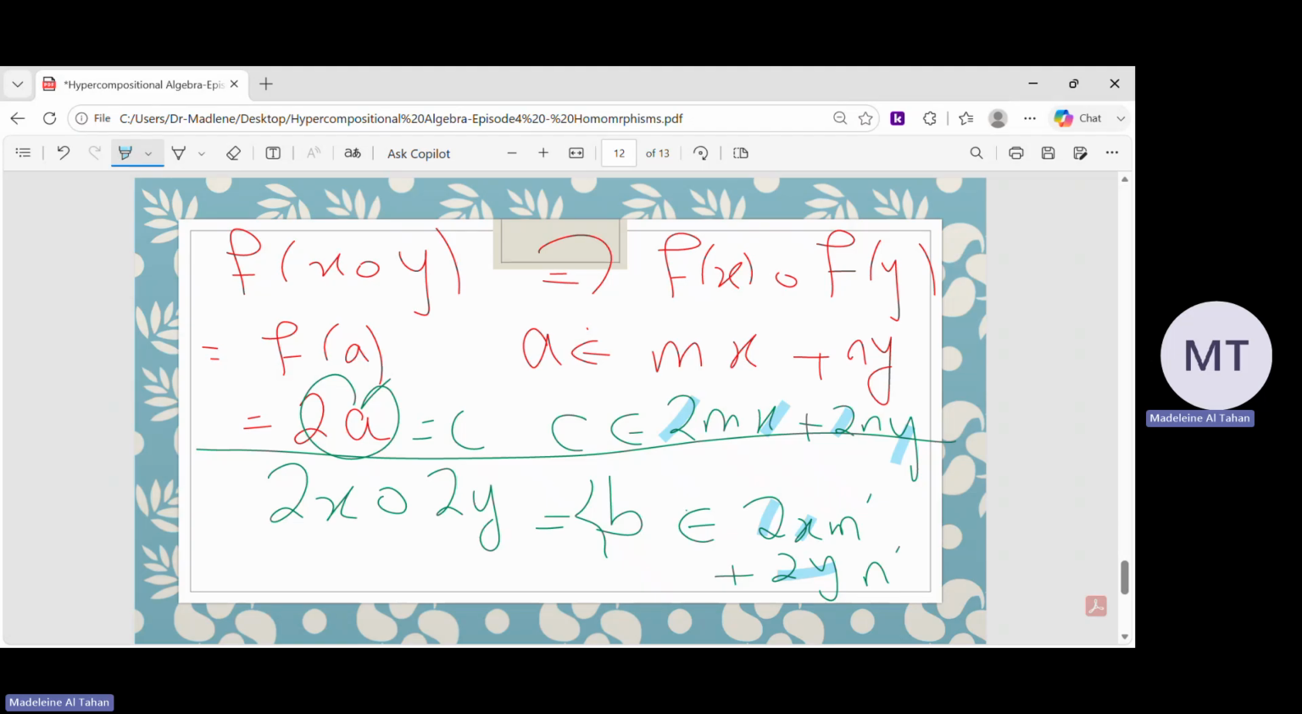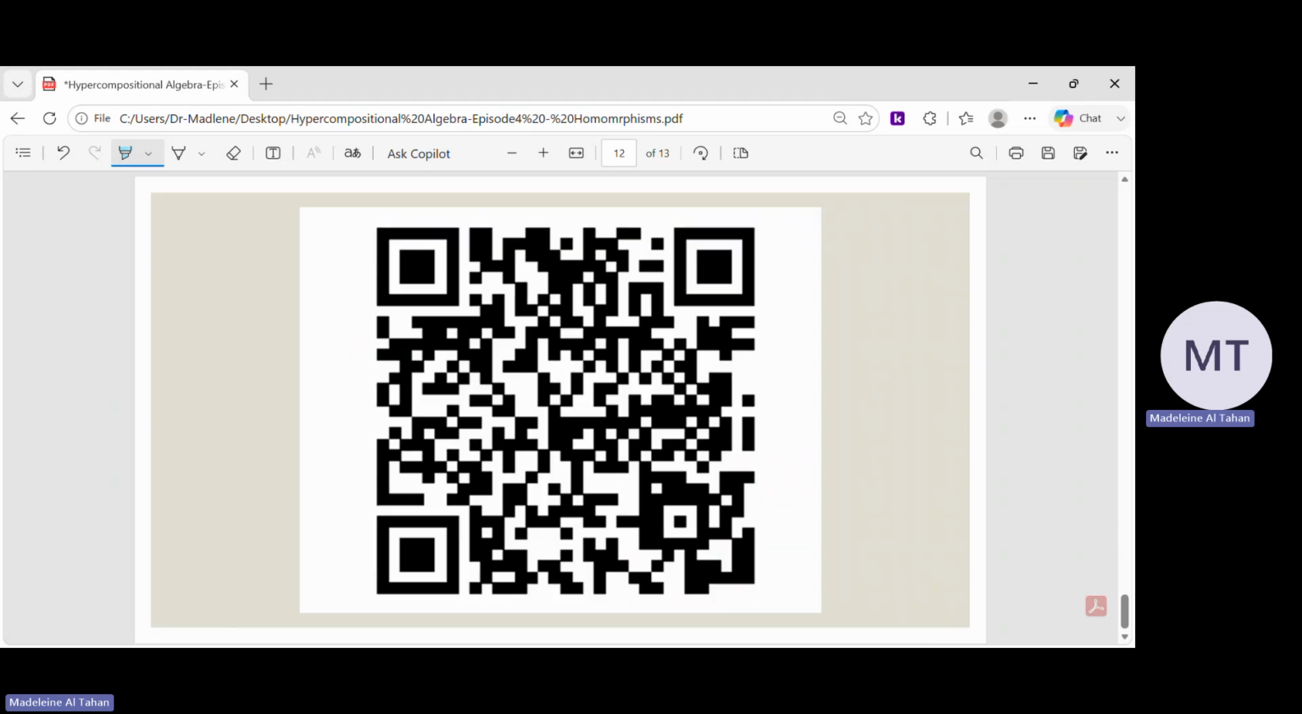This final example demonstrates the isomorphism beautifully. Although the set of even integers appears smaller than the set of all integers, as hypergroups, they are isomorphic to each other.